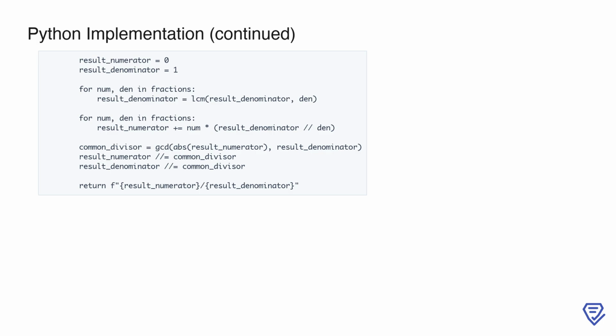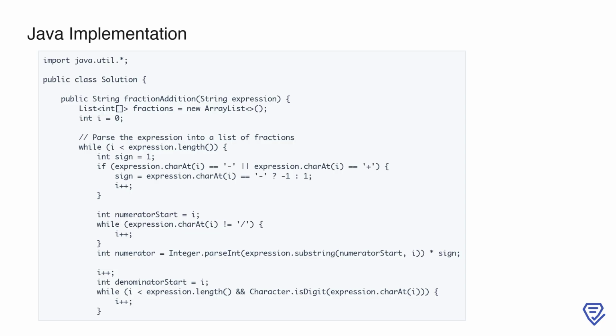Here, we start by importing the necessary Java utilities and defining our solution class. The main method we're working on is fractionAddition, which takes a string expression representing a series of fractions to be added or subtracted. First, we initialize a list called fractions to store the parsed numerators and denominators, and an index variable i to iterate through the string. The goal is to parse the input expression into individual fractions.